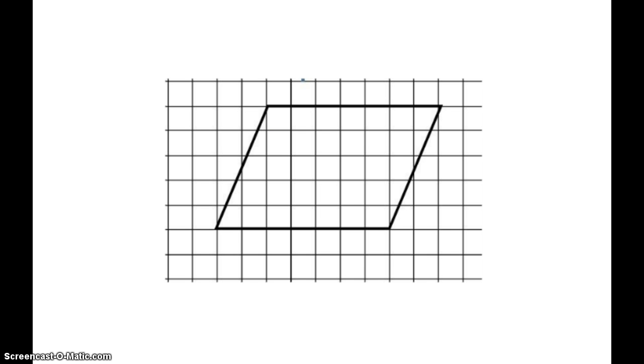So here I have a parallelogram. It has a base of 1, 2, 3, 4, 5, 6, 7 units, and it has a height. Remember, this is not the height. You would never measure the height of somebody when they're standing slanted. So the height has to form a right angle with the base. So this is the height.